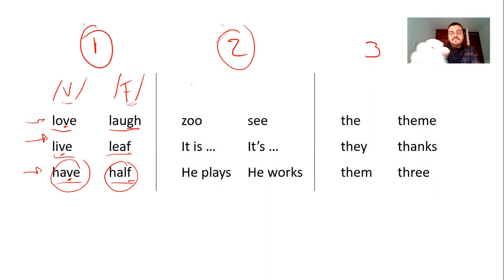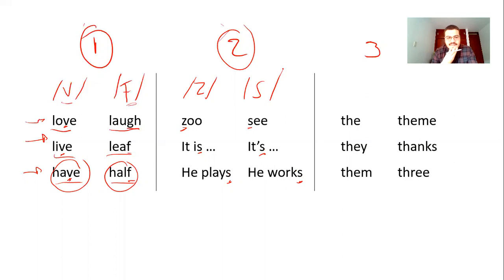Group number 2. Here we have, once again, 6 words, 3 on the left and 3 on the right. On the left, these words don't have the same letters, but they share the same sound in English. The sound is going to be the sound Z. Now on the right, we have 3 words and they share the same letters and the same sound. And the sound is going to be S.